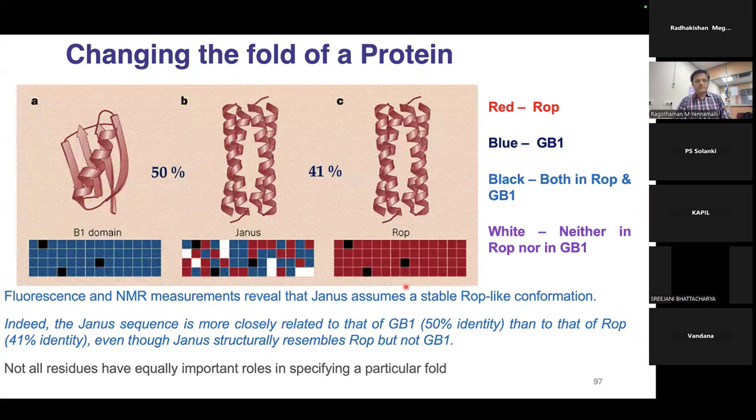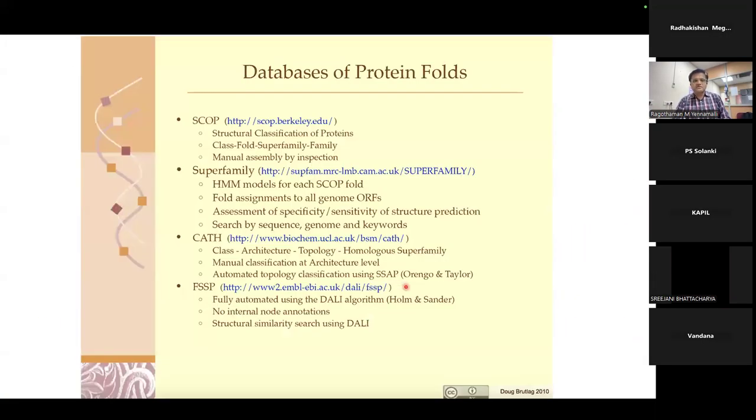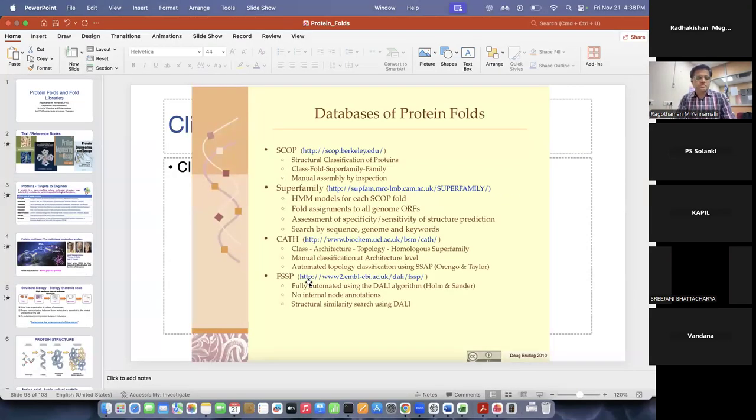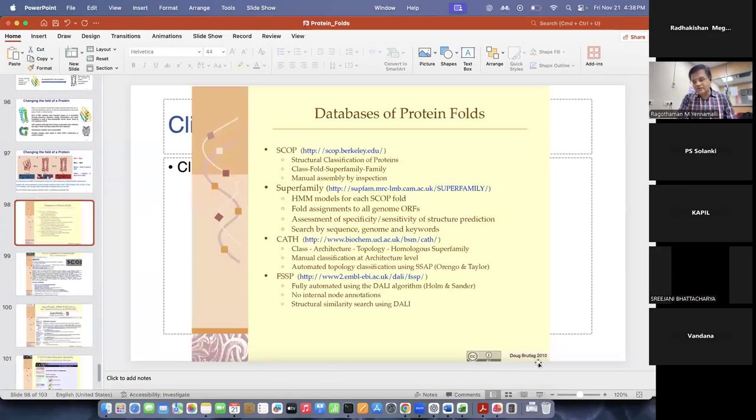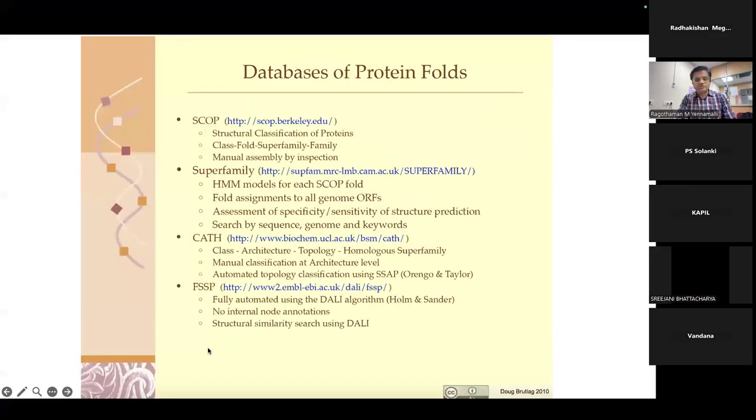So I'm not going to go into detail about all this because there are other things that we need to do within the time that's given. But how do you look at all these folds? Well, you can go to SCOP or CATH, and I'm going to, let me finish the presentation and then I'll show you the demo.